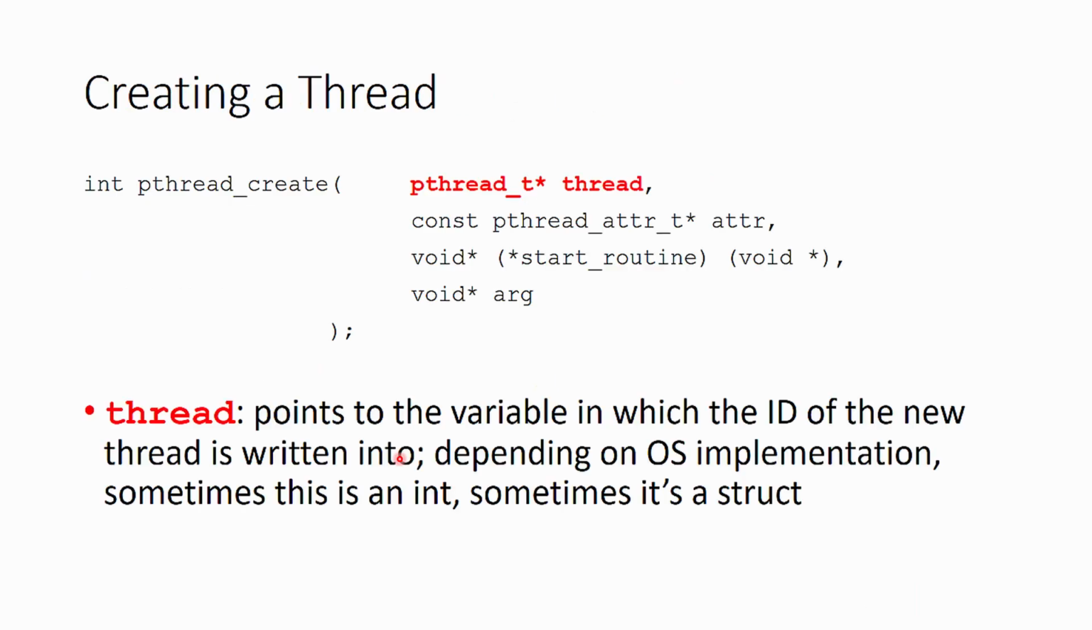So to create a thread, here's some C code for doing this. We would use the pthread_create function. And the pthread_create function has 4 different arguments to it.